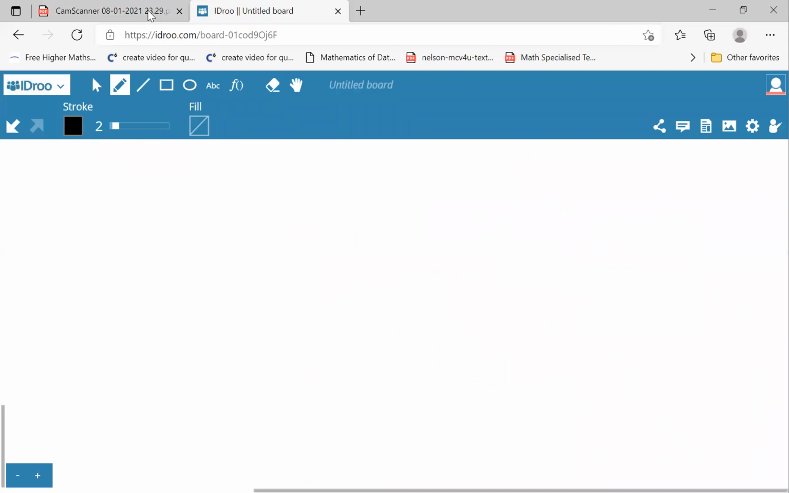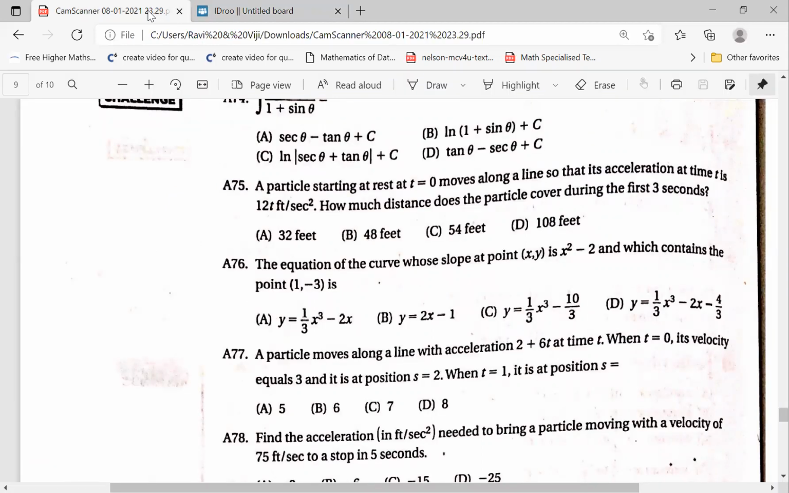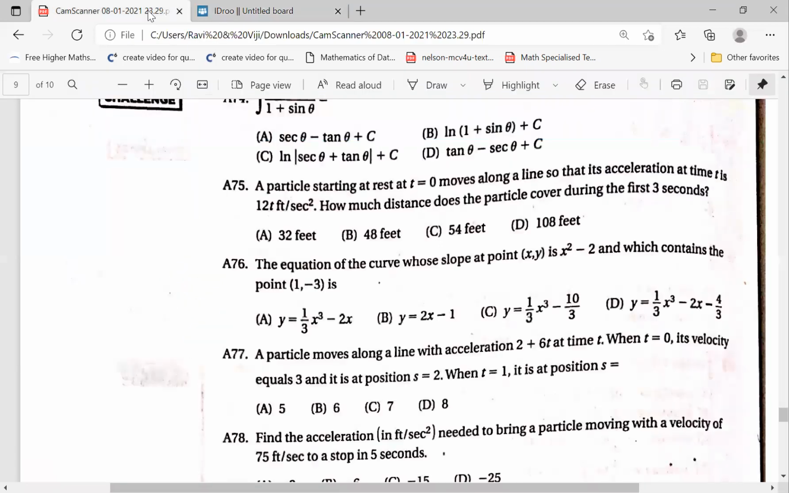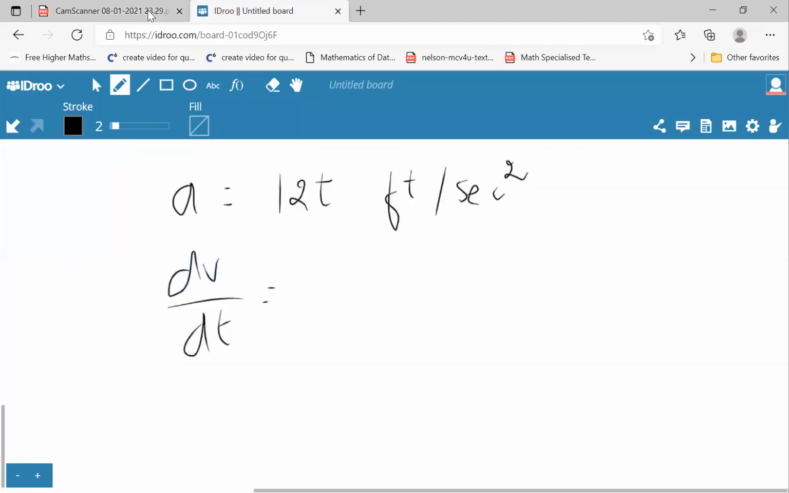These types of word problems, we have to frame the equation. So he says acceleration is 12t feet per second squared. You know, acceleration is nothing but dv by dt. Now, what is being asked? He's asking you to find out the distance. So we have to find out the distance.